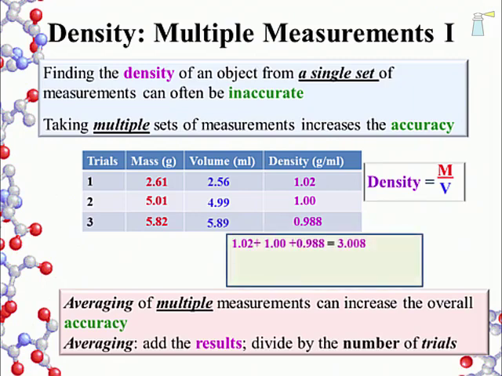Okay, add the densities for the 3 trials. 1.02 plus 1.00 plus 0.988, that comes out to 3.008. Divide the sum by 3, the number of trials, and the average value comes to 1.00 grams per mL to 3 significant figures. Notice that averaging gives a value that is between the highest and lowest of the results.